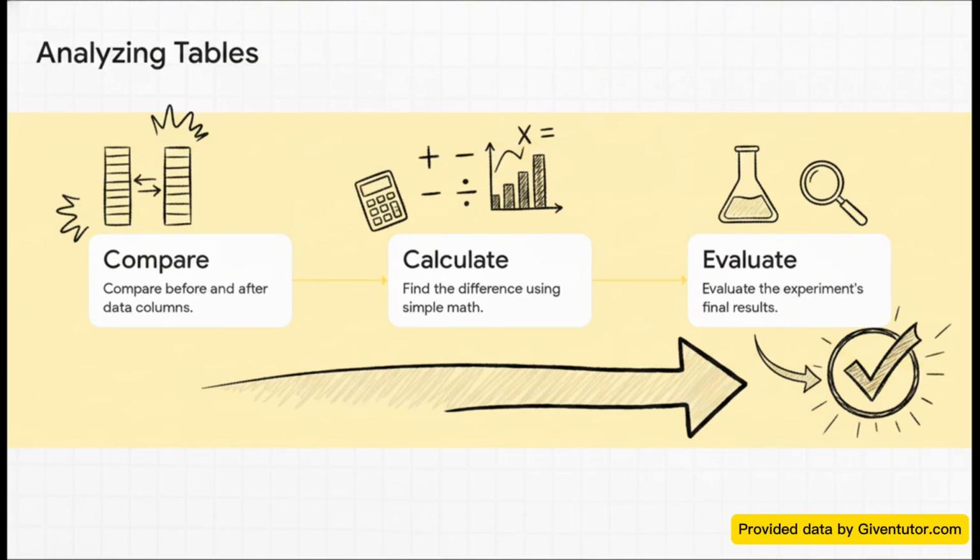Step 3, we evaluate the experiment. We use that mathematical difference to prove that the vaccination lowered the transmission rate. Boom! You've just used quantitative evidence to support a scientific conclusion.